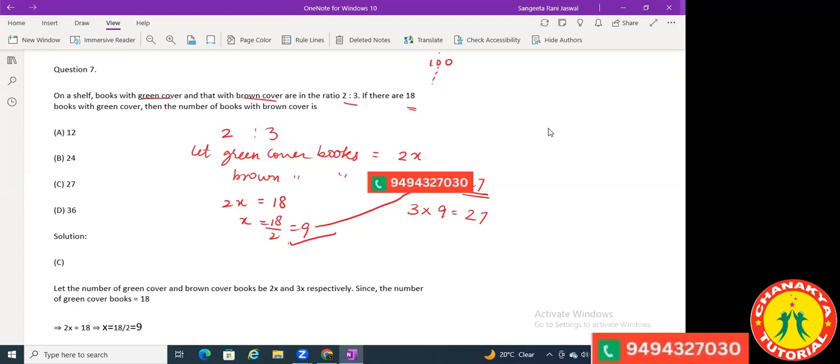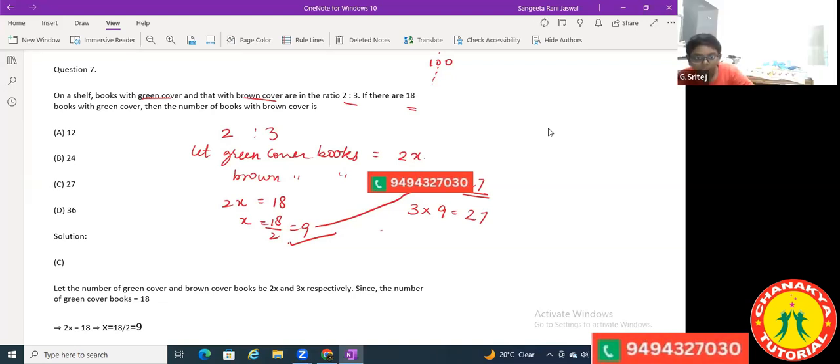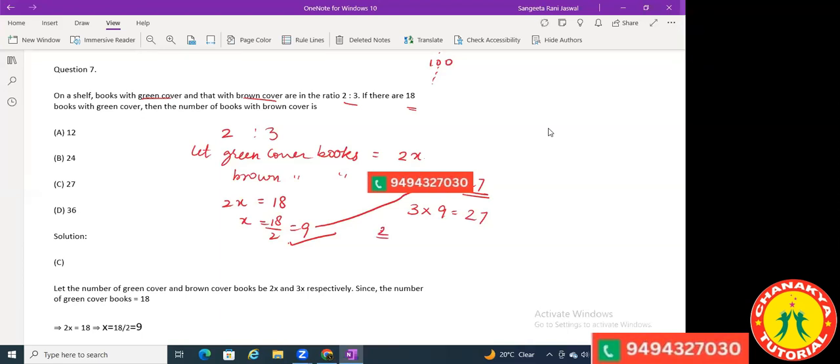Okay, you have done that proportional way. No, ma'am, I did it in a fractional way, and then I converted into ratio. No, 2:3 is already given. So what did you do? So, ma'am, you got 9 here.